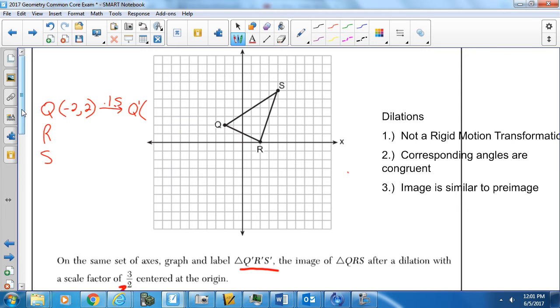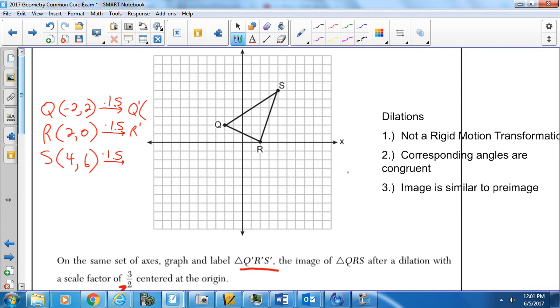All right, and let's do R. Let's just write down all the points first here. So R is 2, 0, and S is 4, 6. And we're going to multiply these all by 1.5.